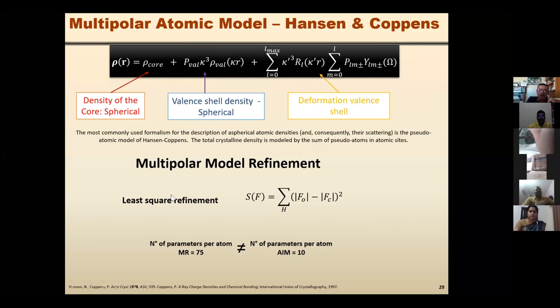The problem here is that you have a very high increase in the number of parameters, so you have to go to very high resolution in order to do that. Let's say normally in a normal X-ray study, you go until 0.7 angstroms. Now you have to go to 0.4 or 0.3, something like that.